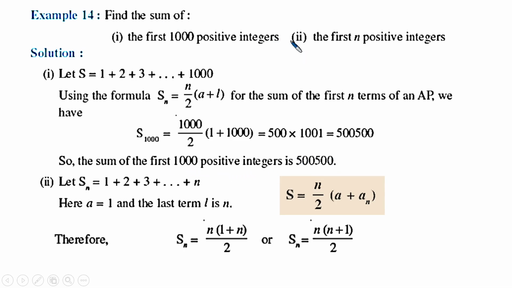And second, find the sum of the first n positive integers. This is the same as what we did in a previous slide. That is Sn is 1 plus 2 plus 3 up to n. So I can use this formula, where a is 1 and an, the last term, is n. So 1 plus n times n by 2, so n by 2 times n plus 1 is the same thing.